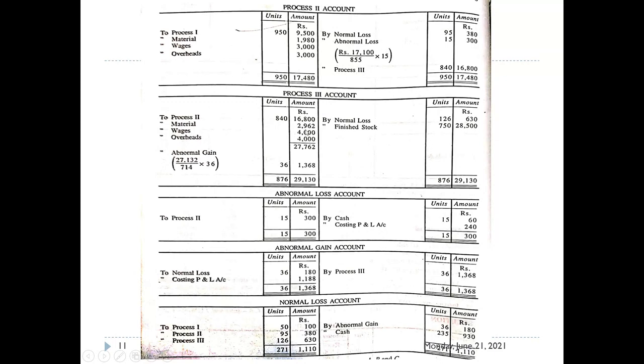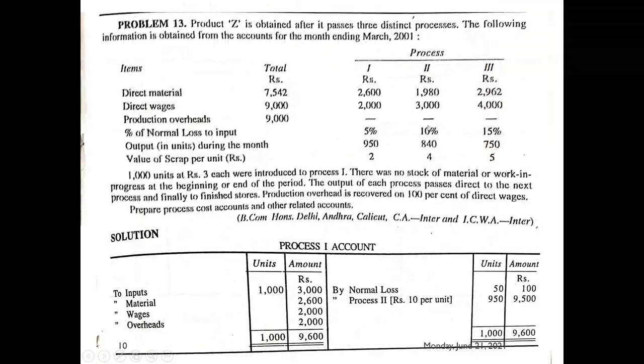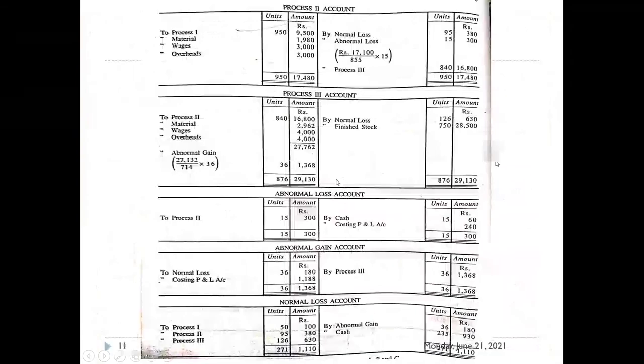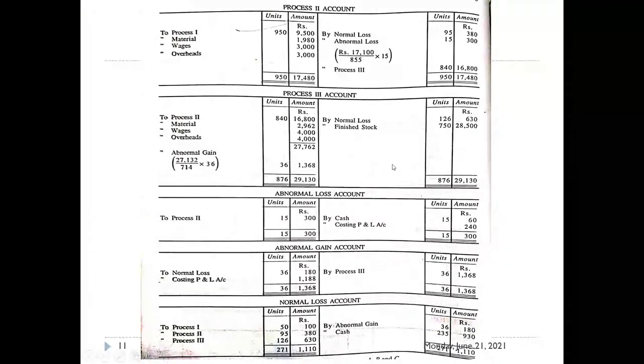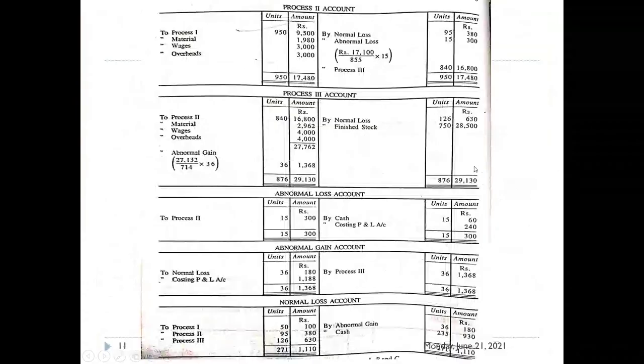Next, material, wages and overhead. So this. By normal loss. So normal loss how much? 15% and scrap value 5. So by normal loss 15% of 840. It will be 126 into 5 rupees. So it will be 630. So after that you write by finished stock account. So output 750 is given.